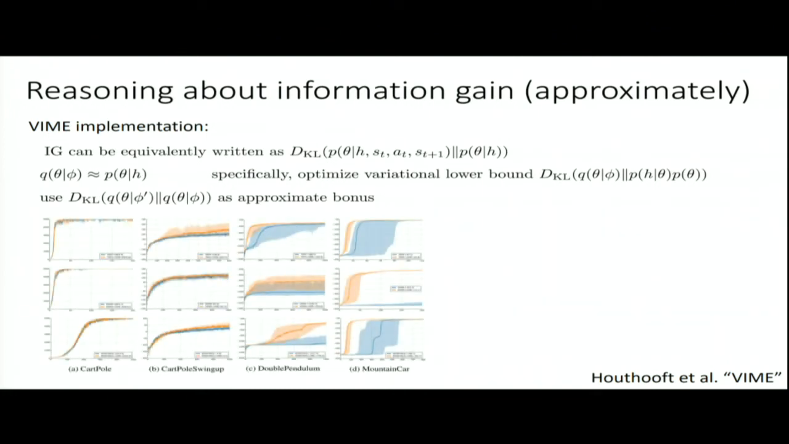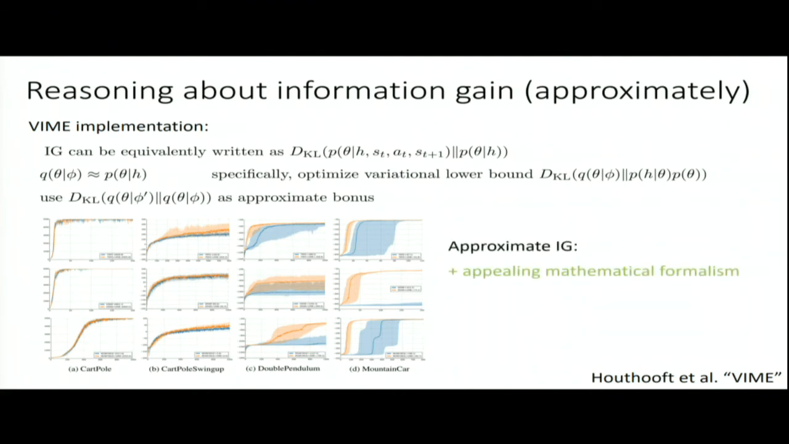Does it help? On some tasks, it helps quite a lot. So these are some little benchmark continuous control tasks. The orange line is the one that's using this approximate information gain, and the blue line is a standard algorithm that's doing random exploration. And the different rows here are different RL algorithms, and the different columns are different problems.